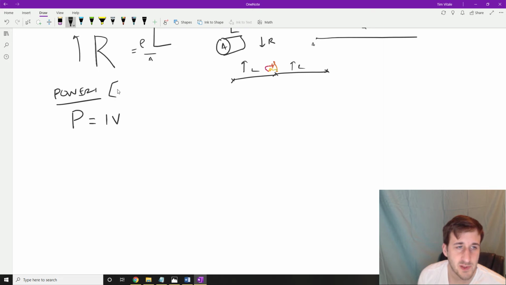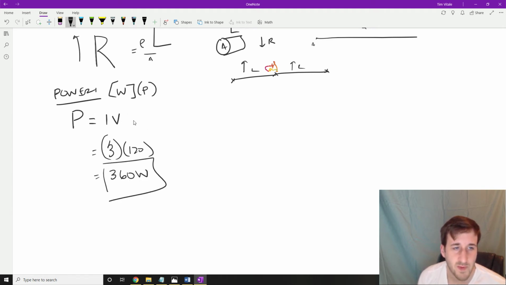And power is still measured in watts, right? And the capital P is the symbol for it. So power is equal to current times voltage. So if the current is 3 amps and the voltage is 120, then the power output is going to be 360 watts. And you can go back and forth with that equation.